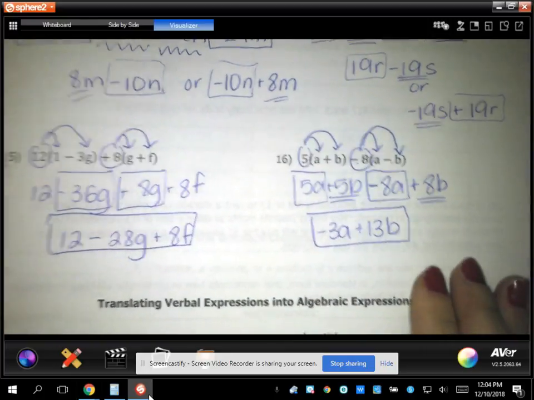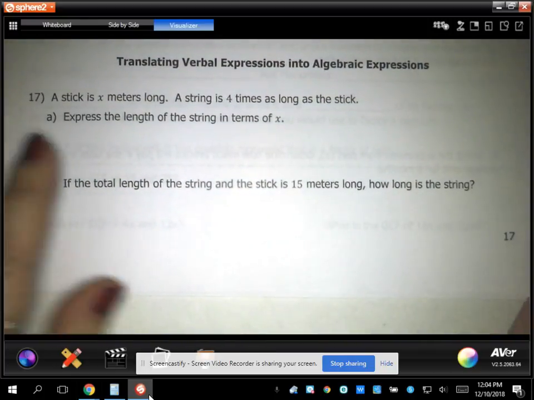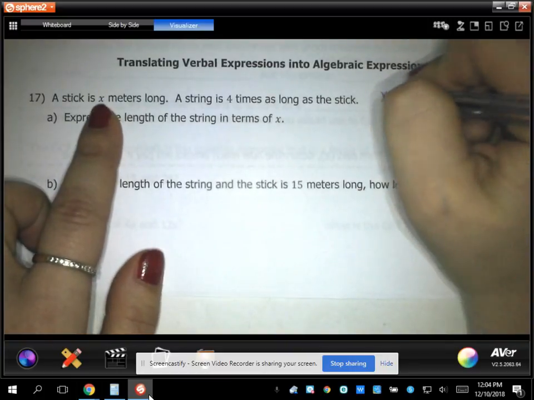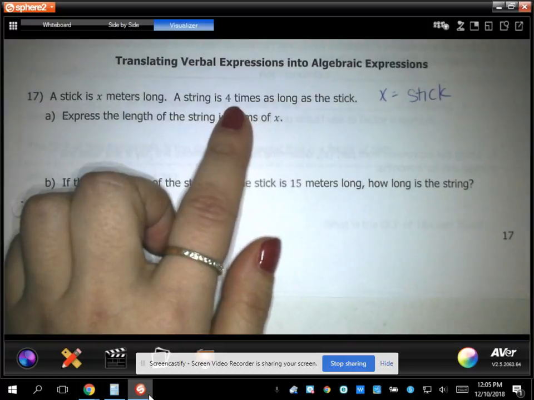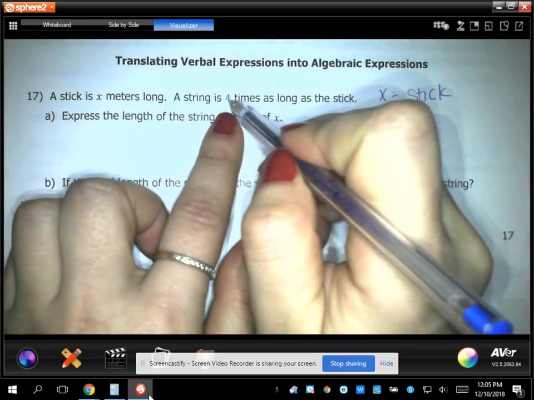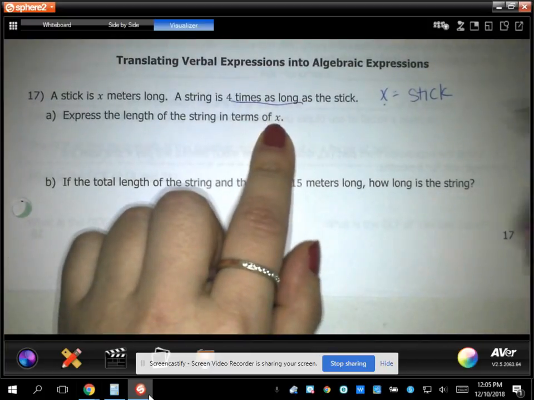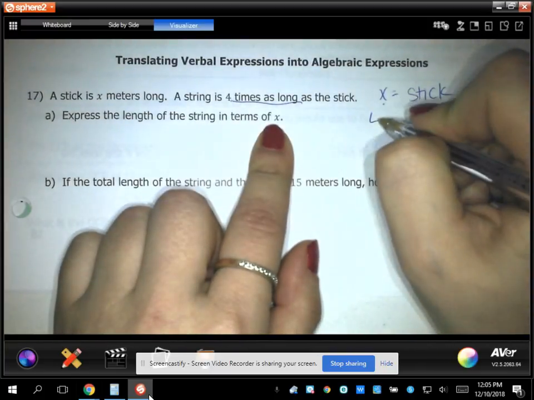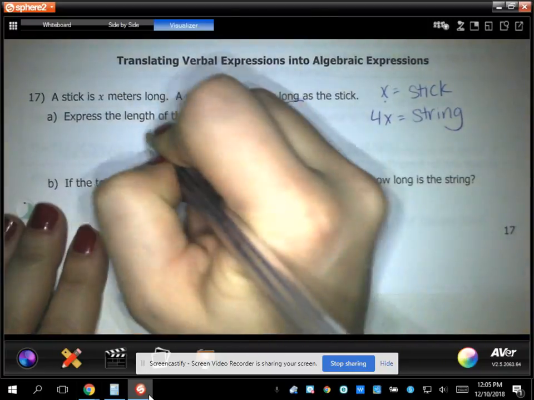All right, now let's translate some verbal expressions into algebraic expressions. A stick is x meters long, so I know that x is the length of the stick. A string is 4 times as long as the stick. Express the length of the string in terms of x. So 4 times as long as x is 4x. So that's my length of the string. So I'm going to write 4x.